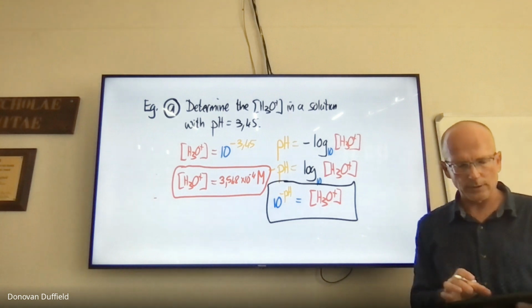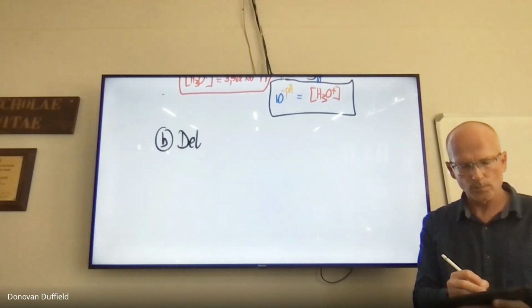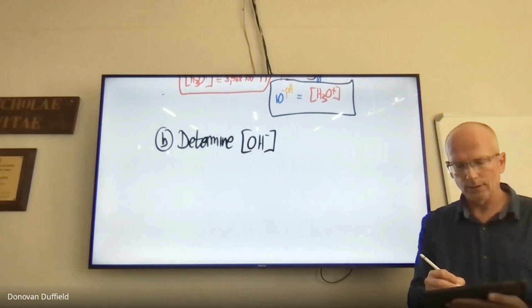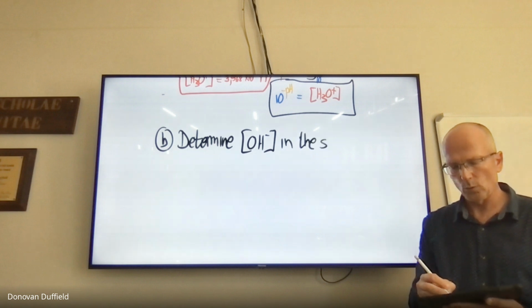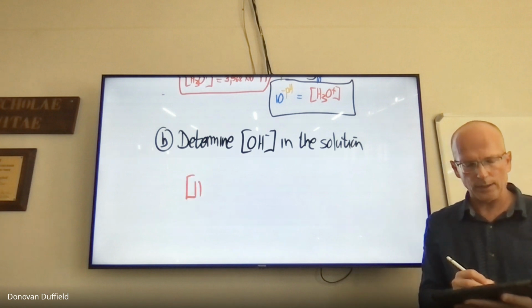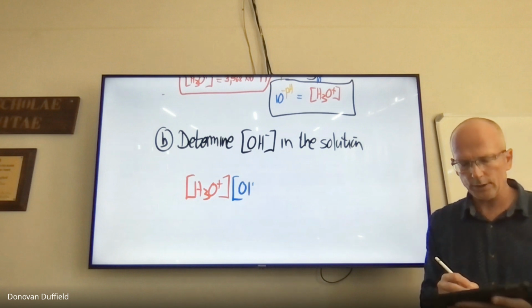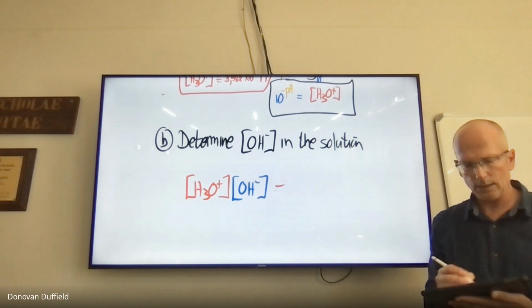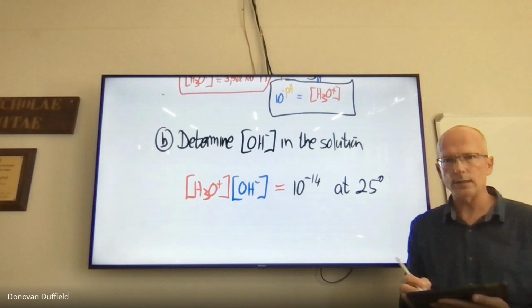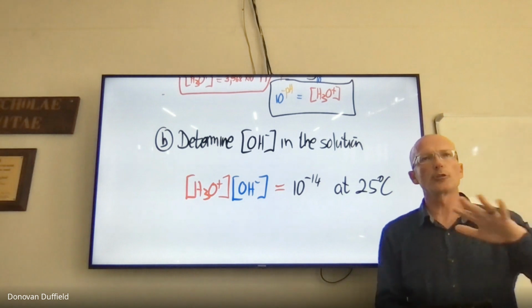Well then, ladies and gentlemen, if I asked you to determine the hydroxide ion concentration of the solution, then what you do is the following. You say the hydronium ion concentration multiplied by the hydroxide ion concentration gives us 10 to the negative 14 at 25 degrees Celsius, which we're going to assume is the temperature of these solutions.